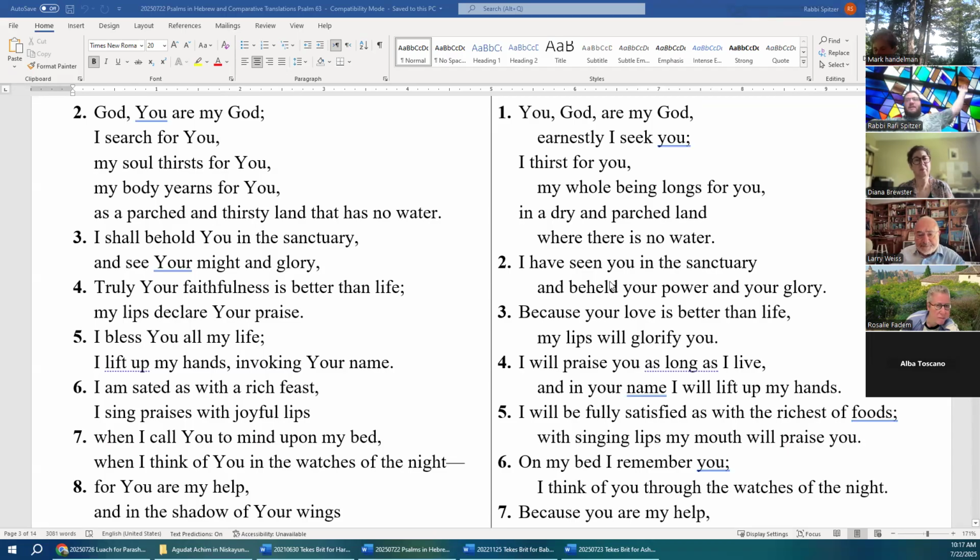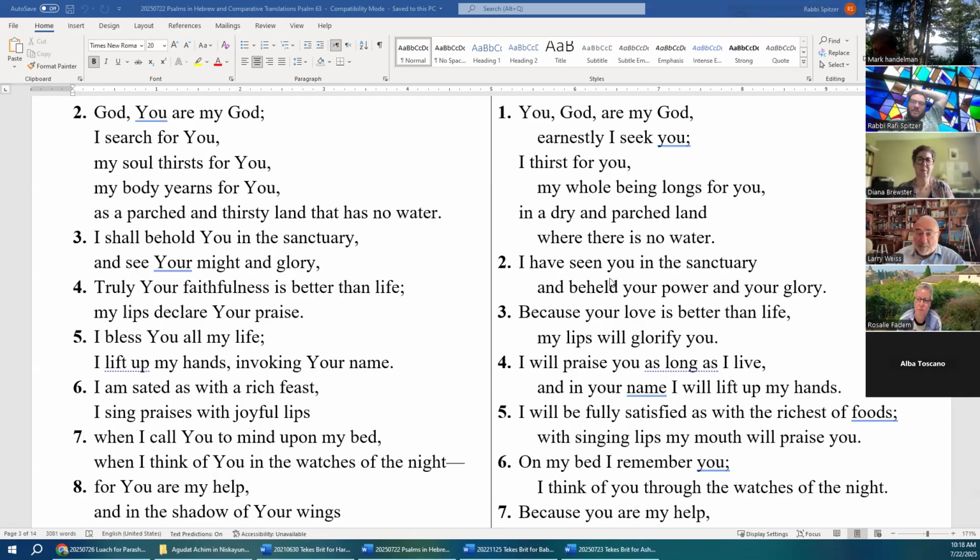Yeah, by saying, I will praise your name as long as I live. I will be fully satisfied with the richest of foods that you're providing me. I think about you all the time, even when I'm sleeping, right? That trust and faith and intention and focus on God is what is going to muzzle or silence the liars, right?